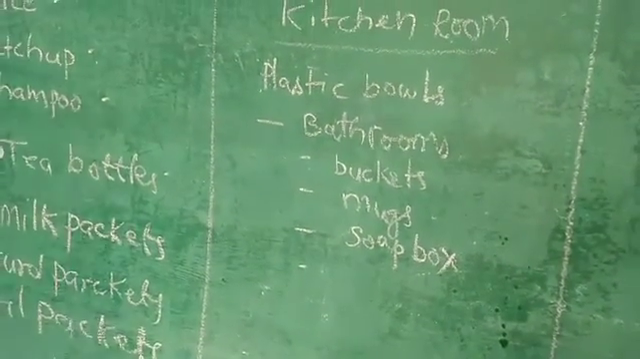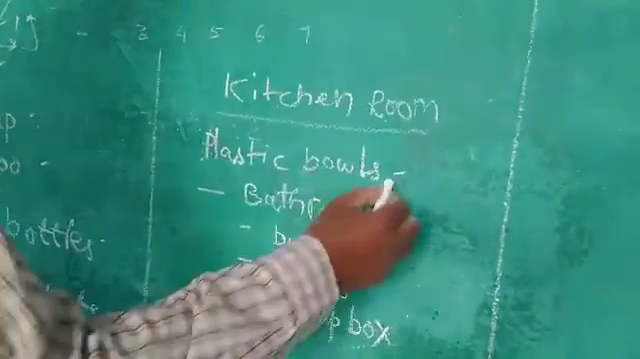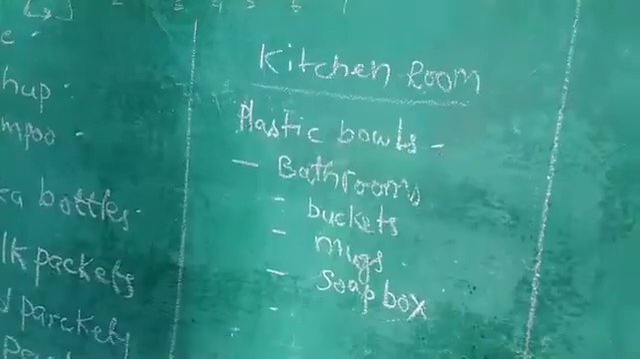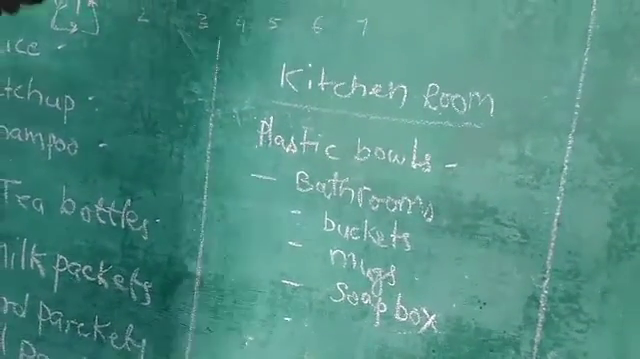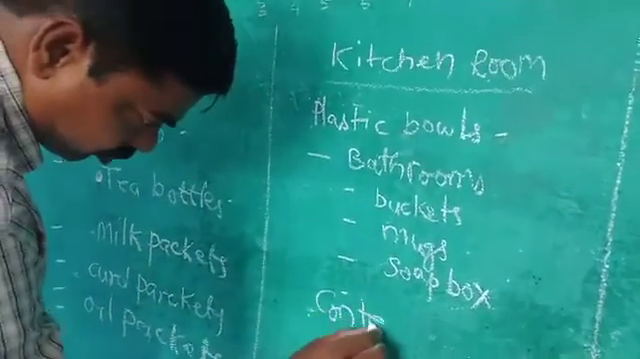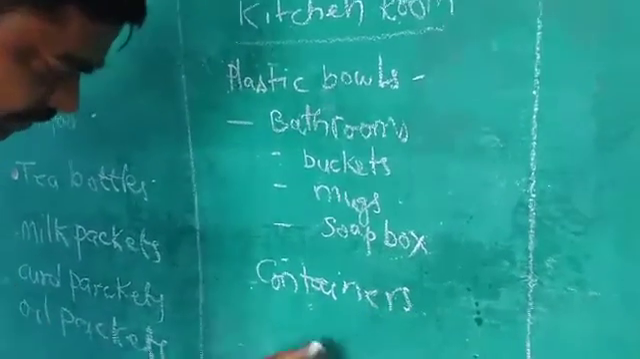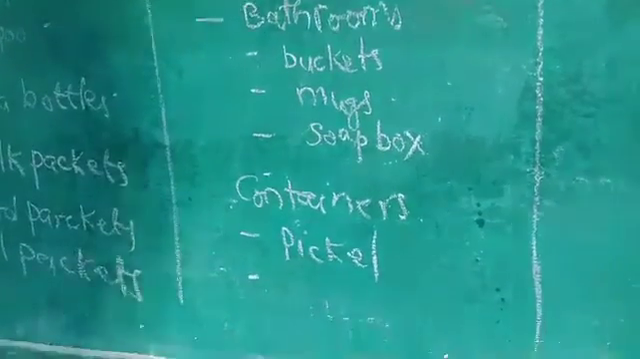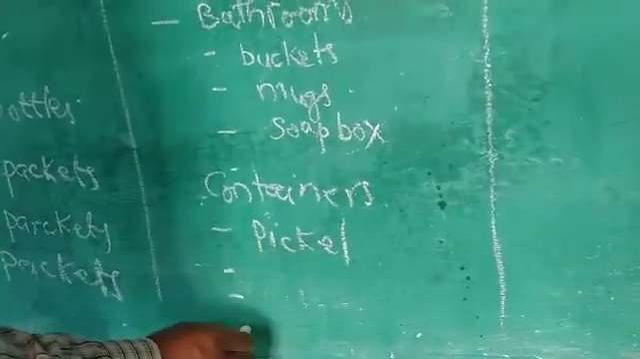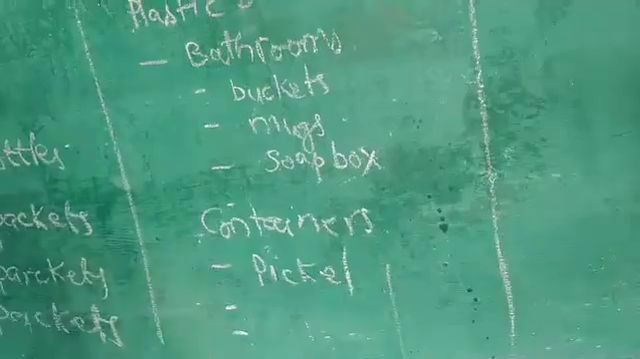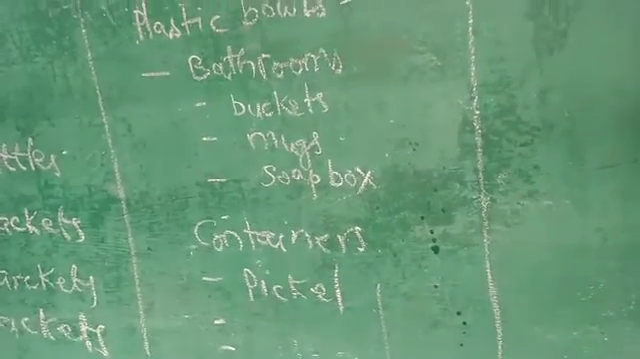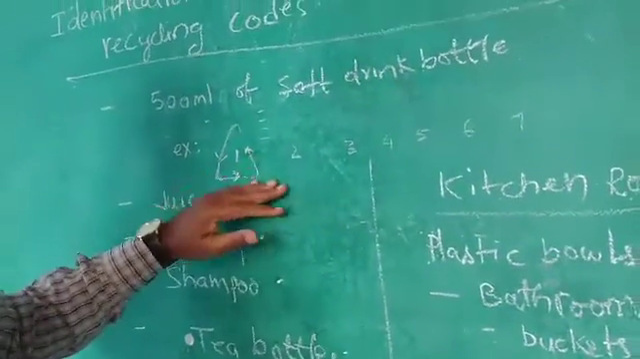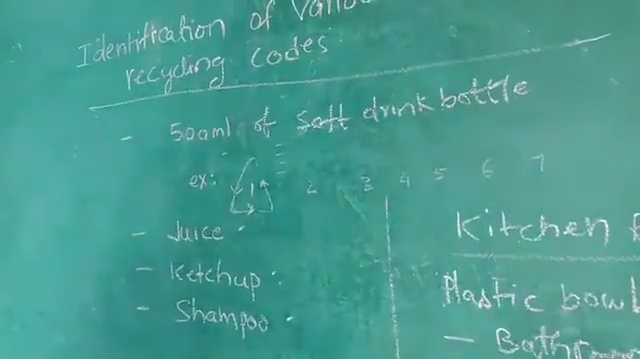Here there are plastic bowls, and also pickle containers. Bowls means all of those will come. So, containers, pickle containers. All the bottles that come, all those are containers, you write them there. And see the back of them, what triangle is there, either 1 or 2 or 3, and give that information.